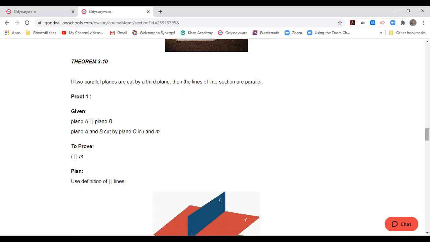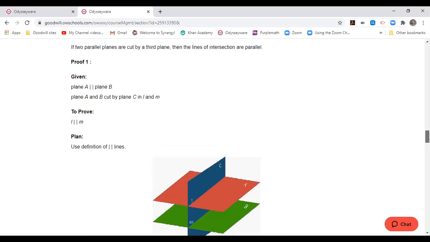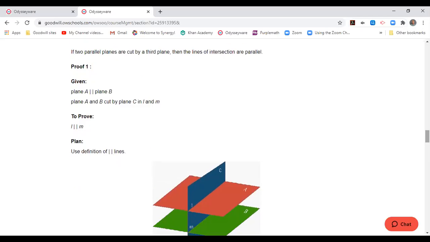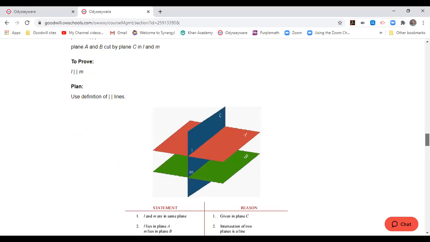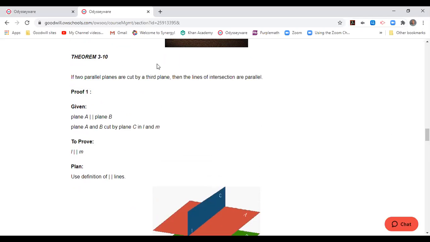If two parallel planes are cut by a third plane, then those lines of intersection are parallel. You're going to get into a lot of different rules here that may be hard to keep track of. So be sure as you're going through these theorems, you make some notes. Two parallel planes are cut by a third plane, then the lines of intersection are parallel.